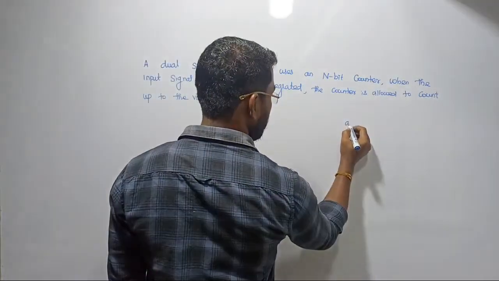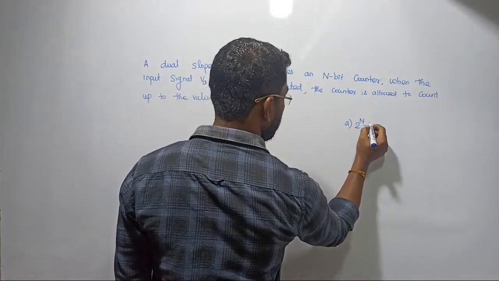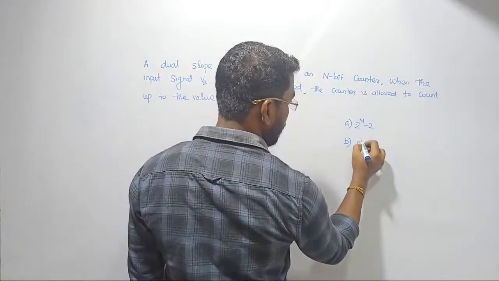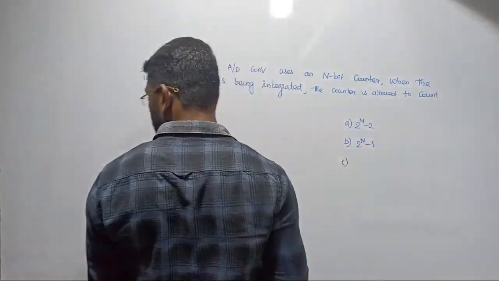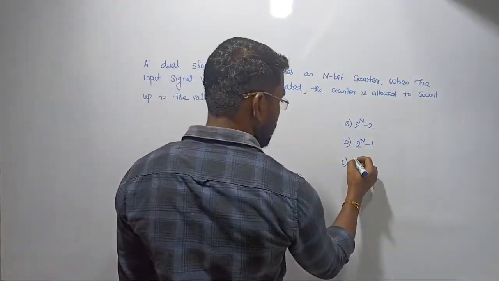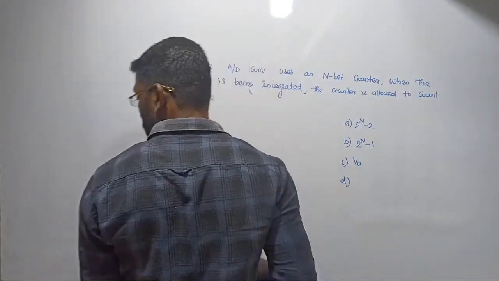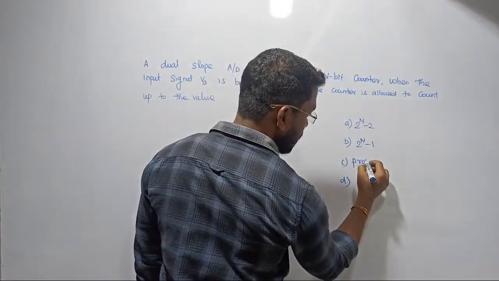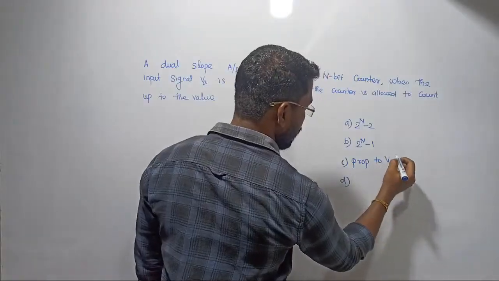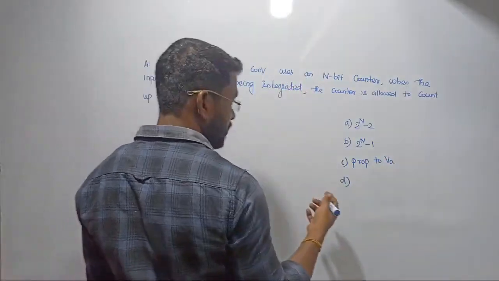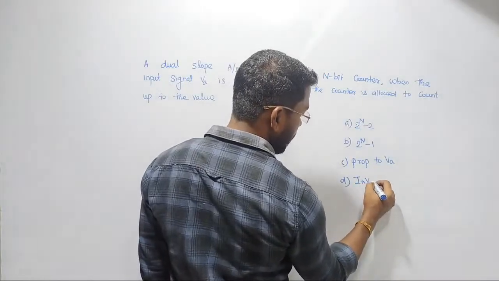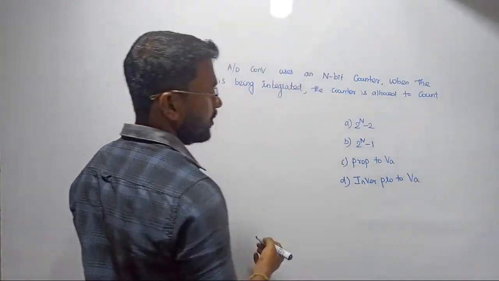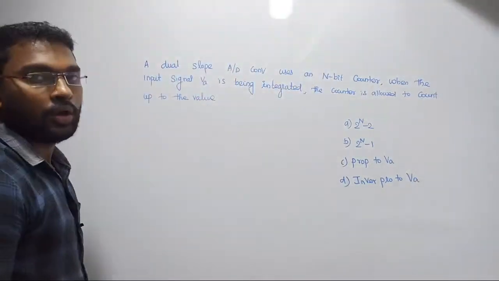And they are given 4 options. Option A, 2 power n minus 2. Option B, 2 power n minus 1. Option C, equal to VA only. In option D, guys listen, they have not written it like this. Actually, the statements are given as: which is proportional to VA, and inversely proportional to VA. That is proportional to VA, and that is inversely proportional to VA.